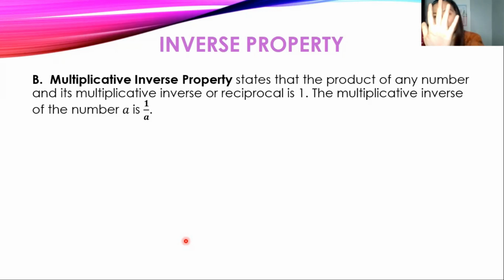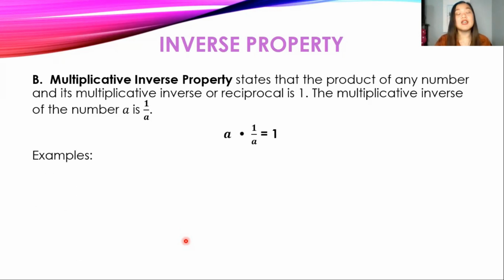When we have the number 5, if you only see 5, what is the denominator? Automatically, it's 1. So the inverse of 5 is 1/5. When you just flip it. So if you have a times 1 over a equals 1. Or in other books, 1 over a times a equals 1. It's just commutative.